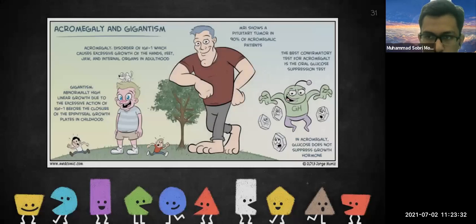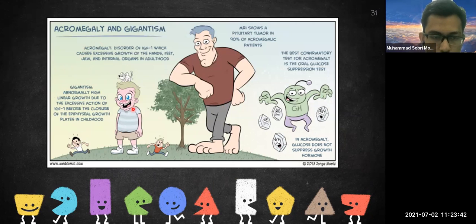So this is a simple illustration that can differentiate between gigantism and acromegaly. Gigantism happens in children, while acromegaly is in adults. Both are caused by growth hormone excess. The best confirmatory test for acromegaly is the oral glucose suppression test, where the glucose will not suppress the growth hormone.